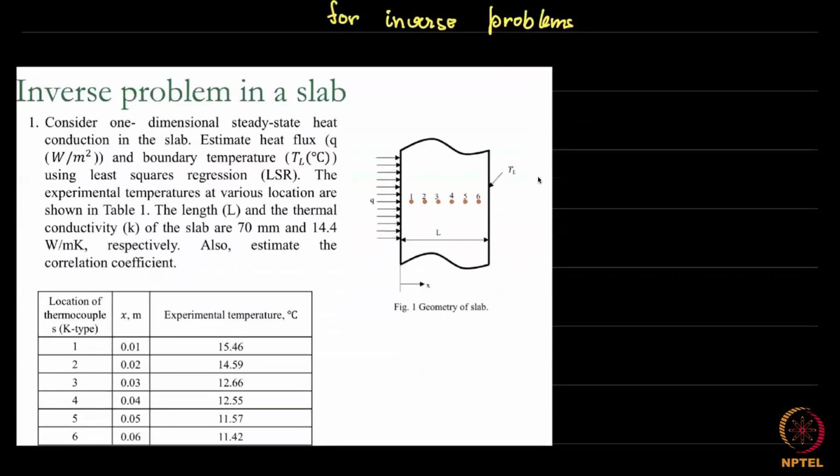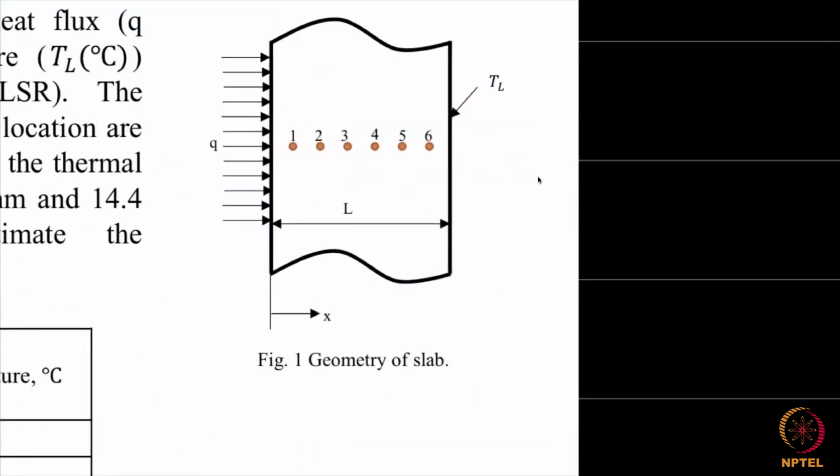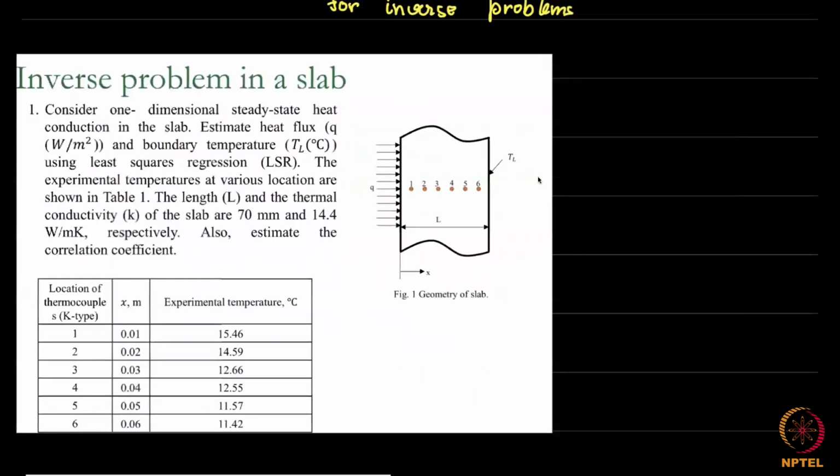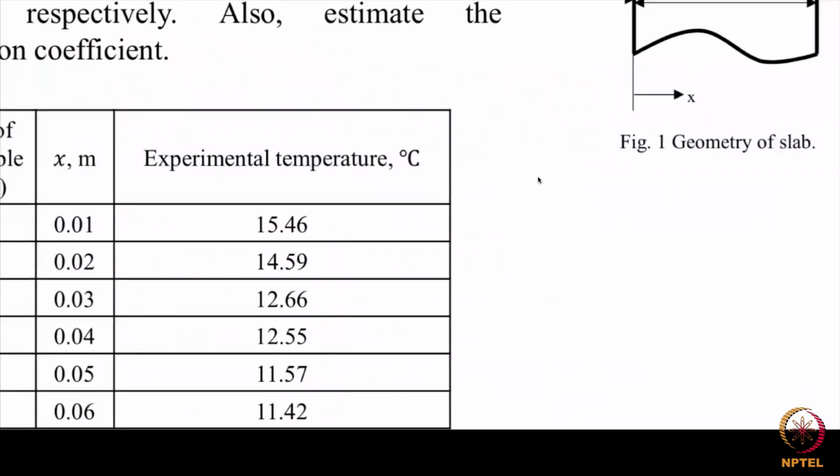So recall this problem that I had shown before about the inverse problem within a slab. For example, you could consider this slab here, and let's say it has a few thermocouples. Here we have taken 6 uniformly placed thermocouples within the slab. Let us say we know the length of the slab. We also know the thermal conductivity. And we have some measured temperatures here, at these specific positions.